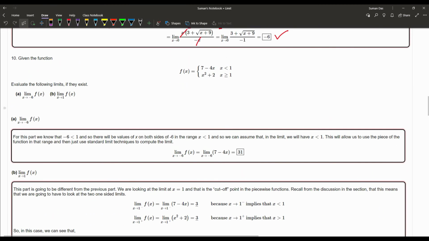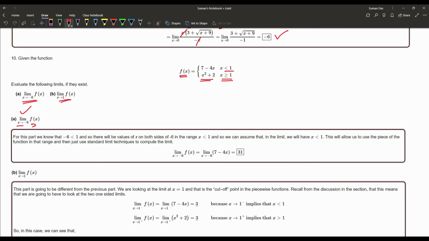Now in the given problem there is a function f(x), and for x less than 1 the function is 7 minus 4x, and for x greater than or equal to 1 the function is x square plus 2. We have to find the limit for x approaching minus 6, and we have to find the limit for x approaching 1. Let's start with the first one, that is the limit of f(x) as x tends to minus 6.